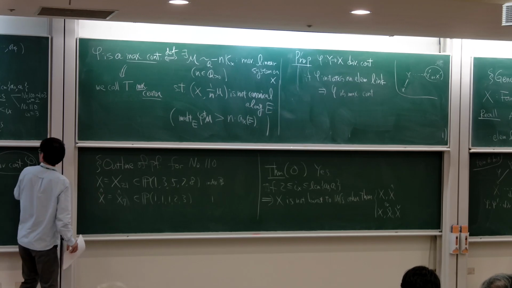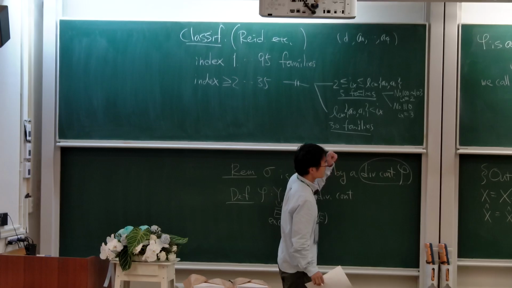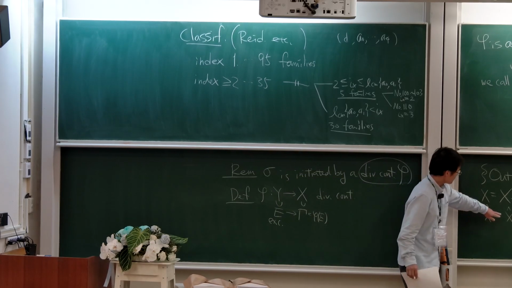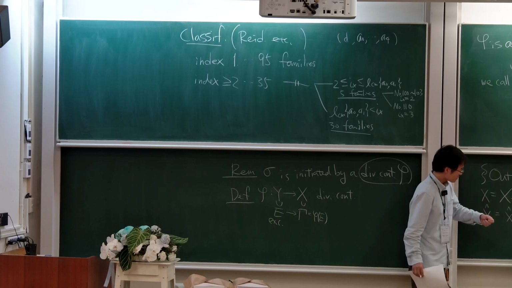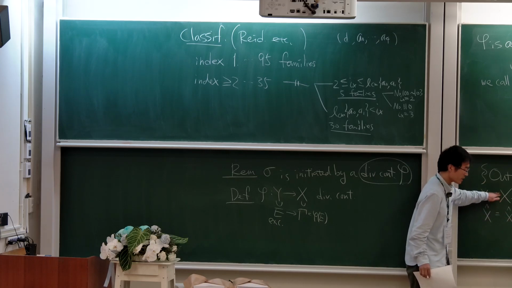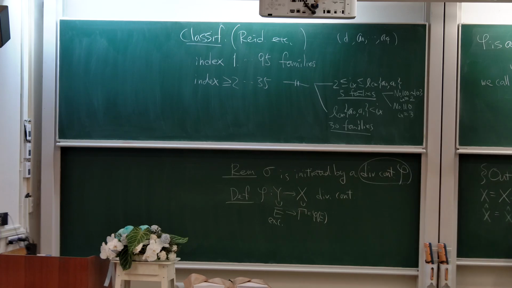And as I explained, the Cheltsov-Park result: if this is K-sized smooth, then it is rigid. So it cannot be birational to X. So here, this variety is not K-sized smooth.